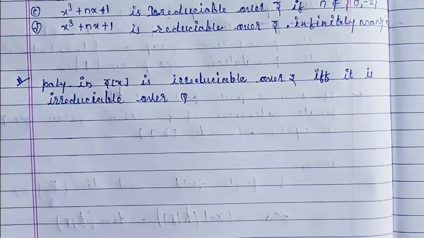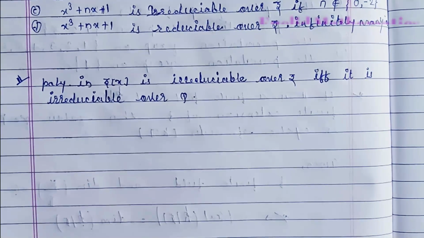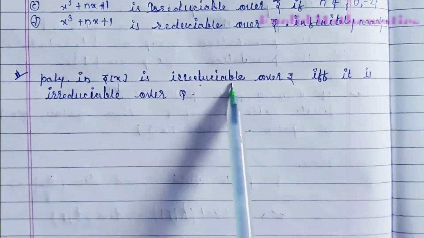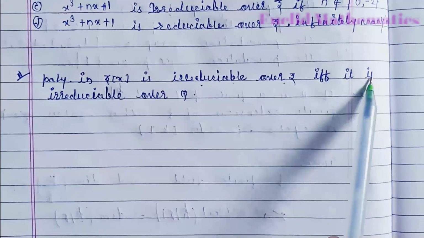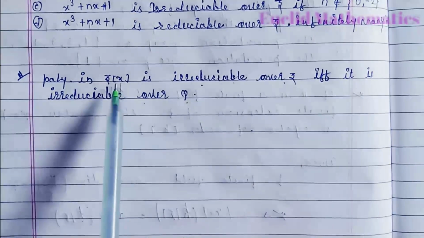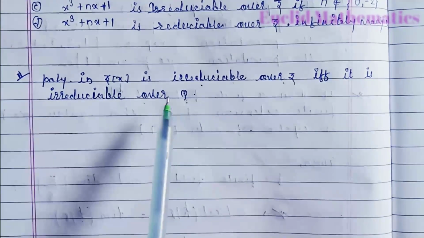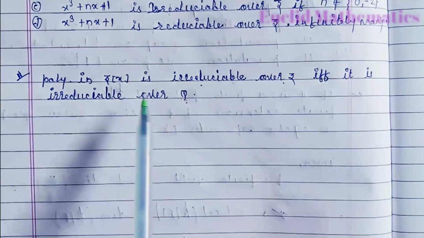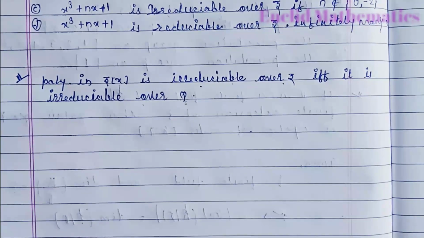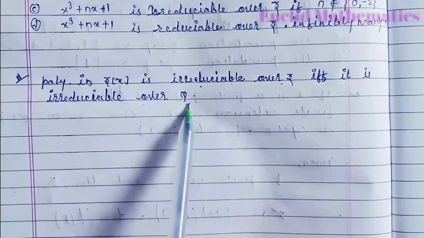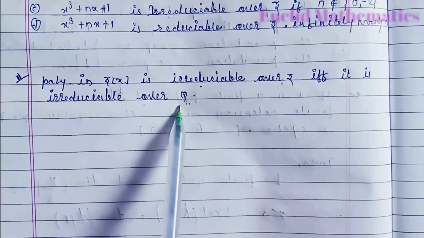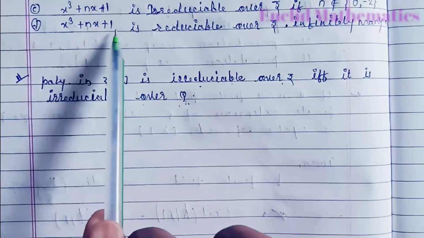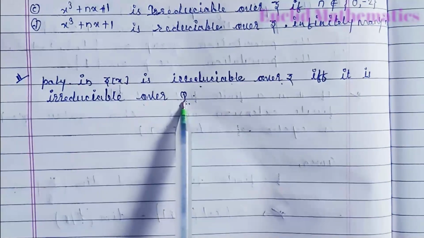For solving our example, we use one result: a polynomial in Z[x], that means an integer polynomial, is irreducible over Z if and only if it is irreducible over Q. That means here we have to check only over Q. If the polynomial is irreducible over Q, then it is irreducible over Z[x], and if it is irreducible over Z[x], then it is irreducible over Q. So now we have to check whether our polynomial x cube plus nx plus 1 is irreducible over Q or not. Let's start our solution.